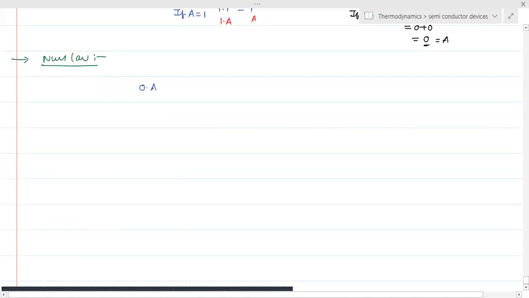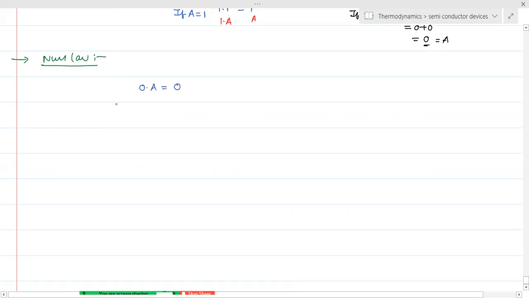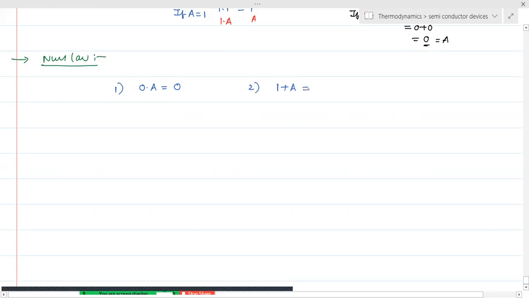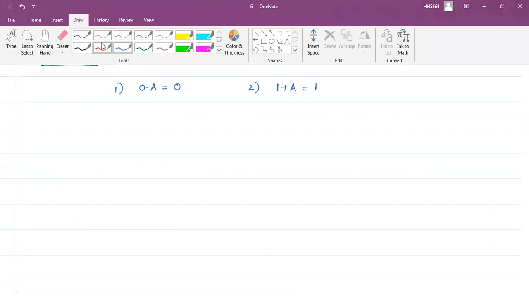So similar to the previous case, 0 into A is equivalent to 0. You can simply understand, there is no need of an example. So this is important: 1 plus A is always equal to 1. So here we definitely require examples.